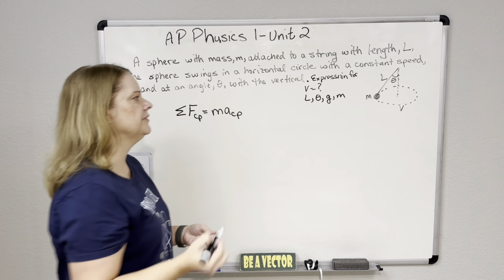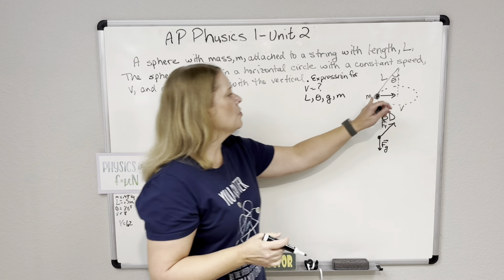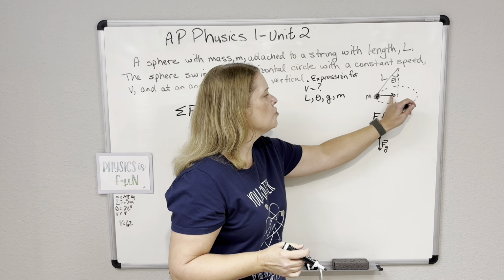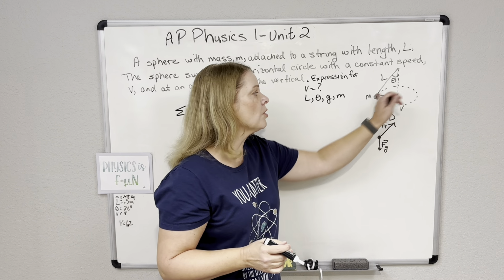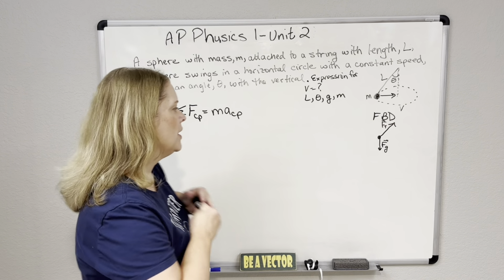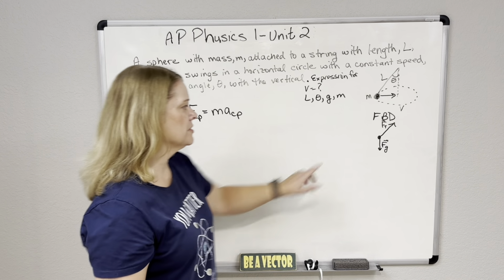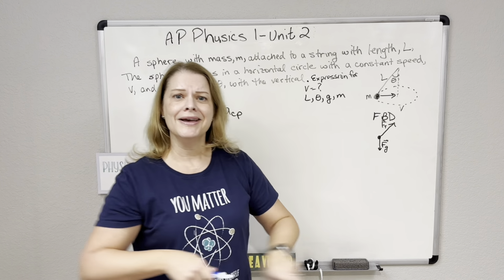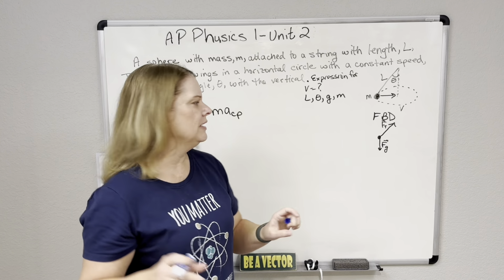But here's the deal. Where are the center-seeking forces? Centripetal forces are center seeking, so we're looking for a force that is towards the center of this horizontal circle. Well, I don't see any horizontal forces right away. But, and again, don't do this on your free body diagram because we don't like to put components on our free body diagram, but I'm going to do it over here.